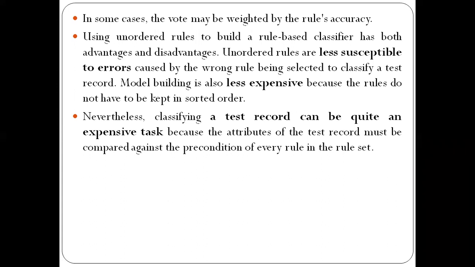The second advantage is that with unordered rules, model building is not much expensive. It incurs less cost to build a model, because the rules are not ordered by priority level. So it is very easy to build a model with unordered rules, so it is less expensive. Now coming to the disadvantages.